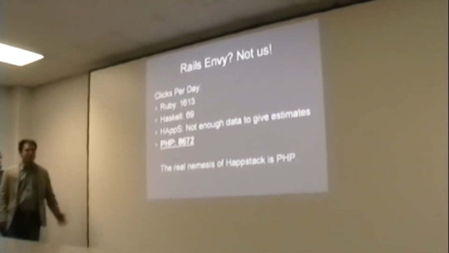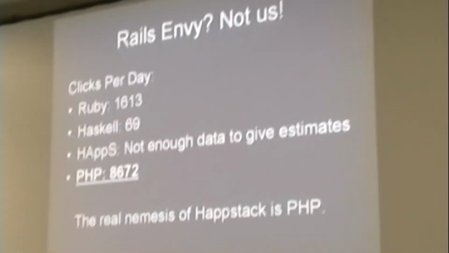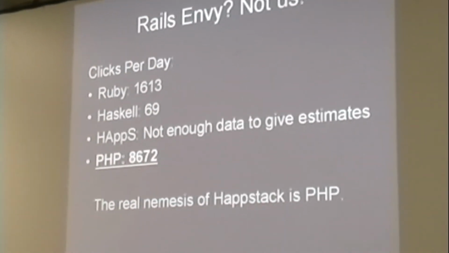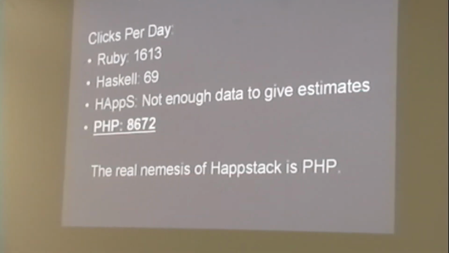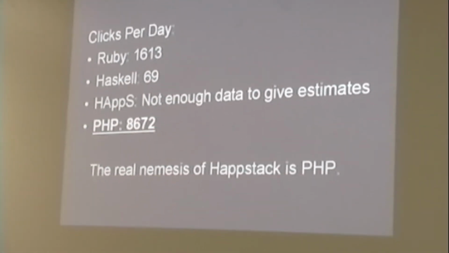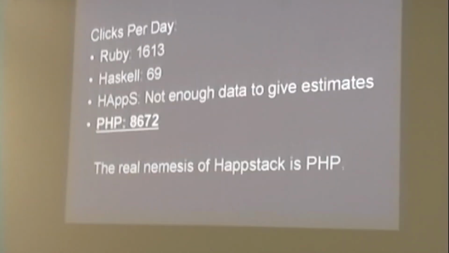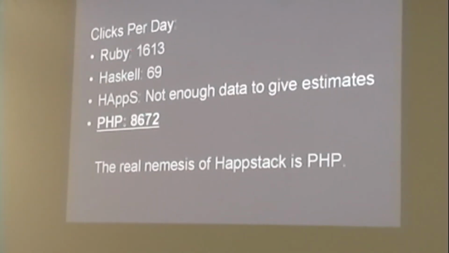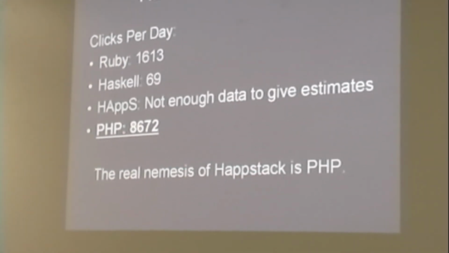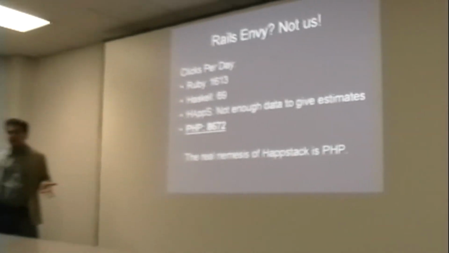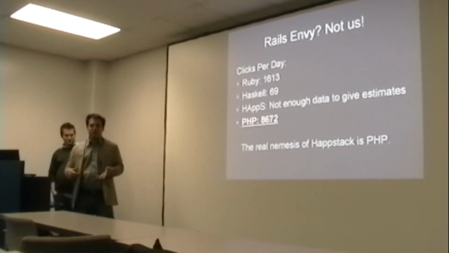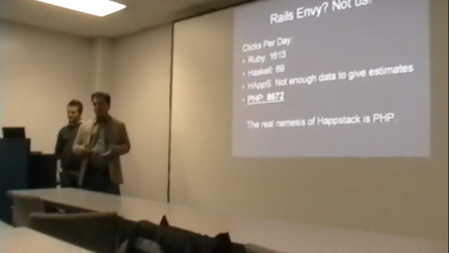Rails envy? No. We have PHP envy. Because PHP actually has 9 times the traffic of Rails even. And, you know, people often sort of scorn PHP because it's very easy to do bad things in it. And yet it is the most successful sort of virally spreading web creator out there.